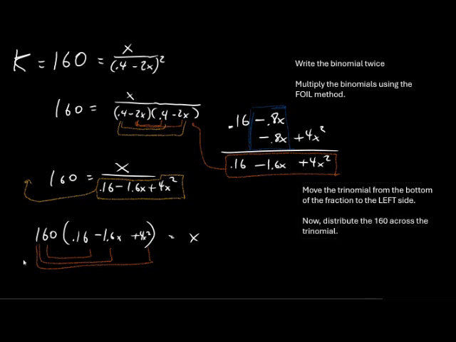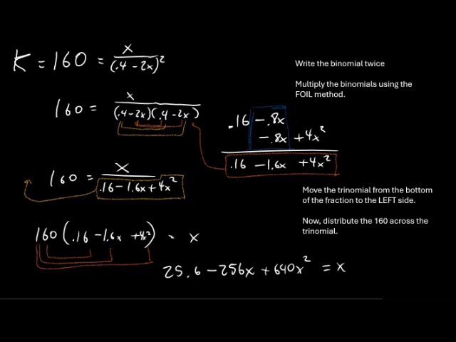We begin by taking 160 times 0.16. Our first term will be 25.6. Then we take 160 times negative 1.6. This will give us negative 256x. Then we take 160 times the positive 4x squared. This will give us plus 640x squared equals x.